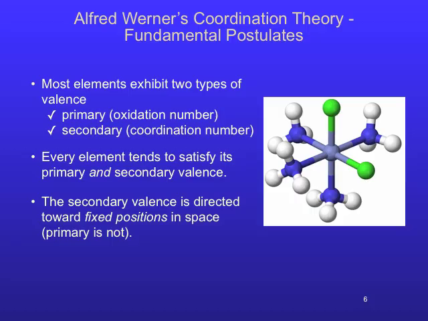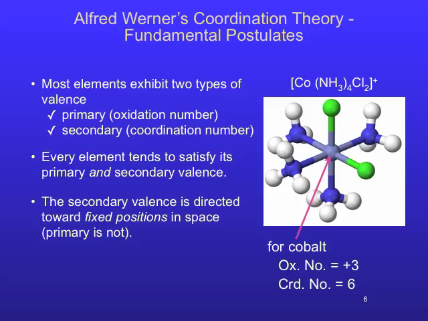Oxidation number is the charge that results from the gain or loss of electrons in the outer electron level. Coordination number is the number of single bonds formed by the central atom in a coordination complex with ligands. For the coordination complex tetraamine dichlorocobalt-3, the oxidation number of cobalt is +3 since it has lost 3 electrons, and its coordination number is 6 since 6 monodentate ligands are attached to it.